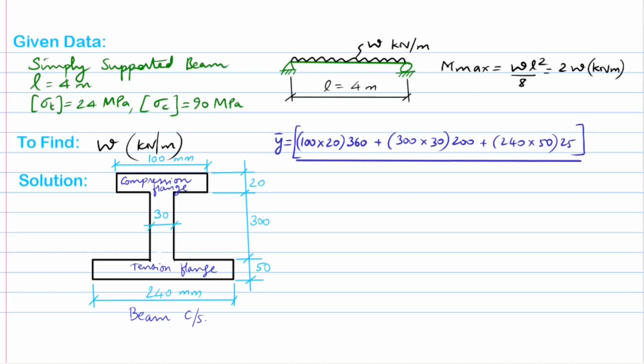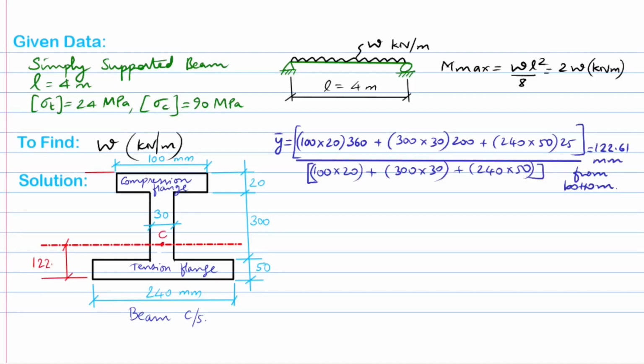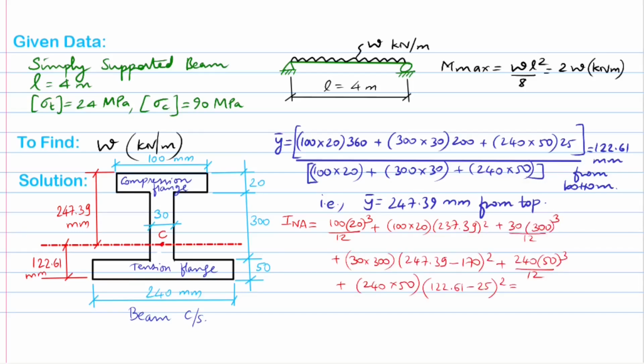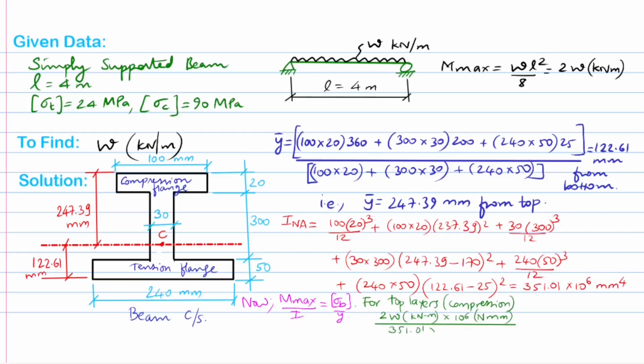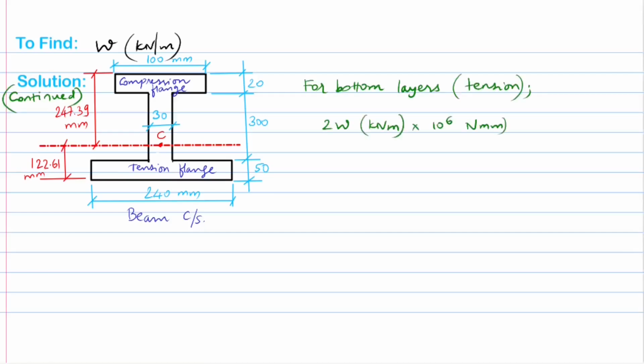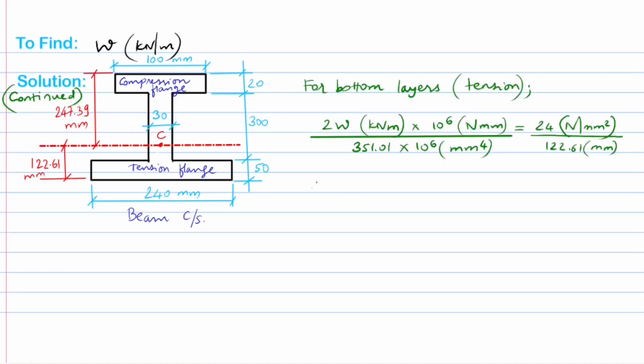The centroid is found to be at 122.61 millimeters from the bottom and 247.39 millimeters from the top. The area moment of inertia is then calculated with a value 351.01 times 10 to the power of 6 millimeter to the power of 4 units. Invoking the flexure formula for the top layer in compression as mentioned, W is found to be 63.85 kilonewton per meter, while for the bottom layer in tension, W is found to be 34.35 kilonewtons per meter.